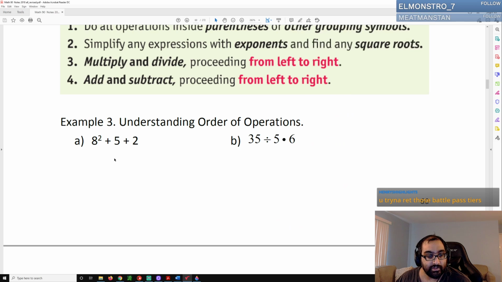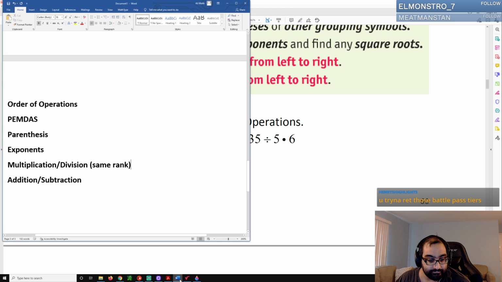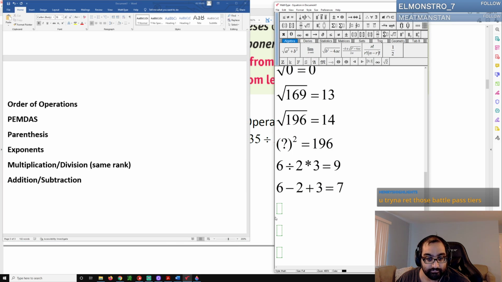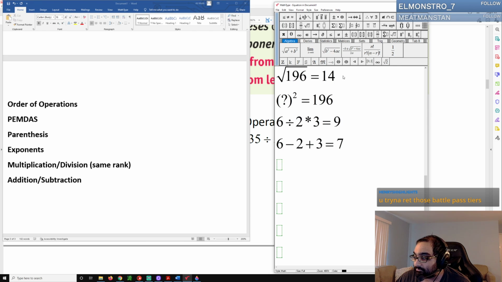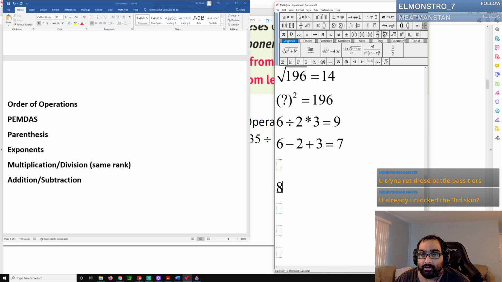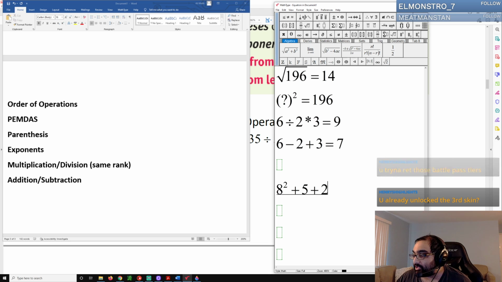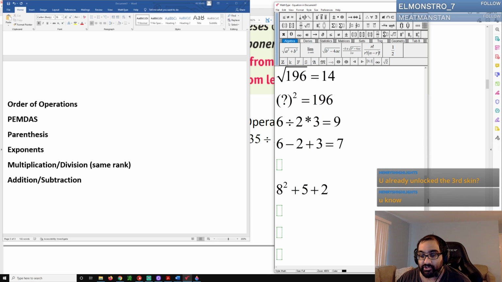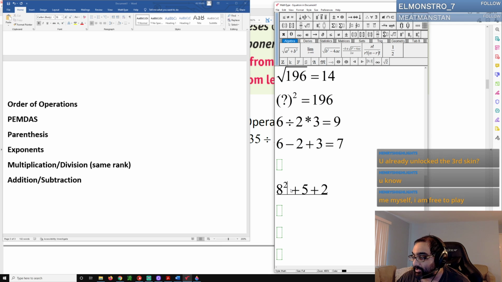Let's look at this first one here. We see 8 squared plus 5 plus 2. Okay, let's go down the line. What's the first thing that we have to do here? What would 8 squared be? Exponents would have to come first, right?